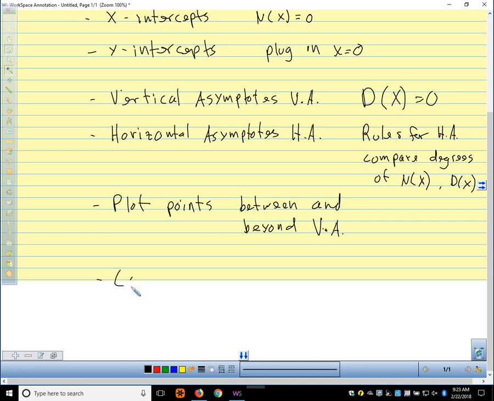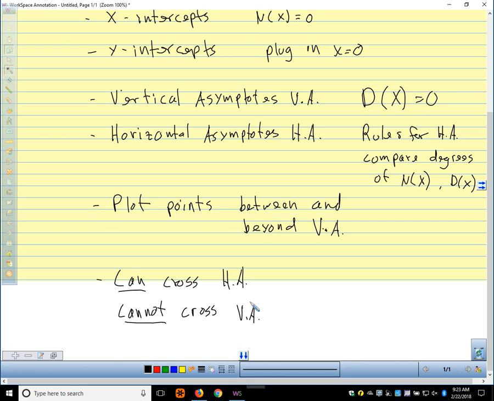I'm going to put one other thing. Our function can cross a horizontal asymptote. It cannot cross vertical asymptotes. Because remember, the horizontal asymptotes really tell us about the end behavior, what happens eventually. In between, the function can do all kinds of things.